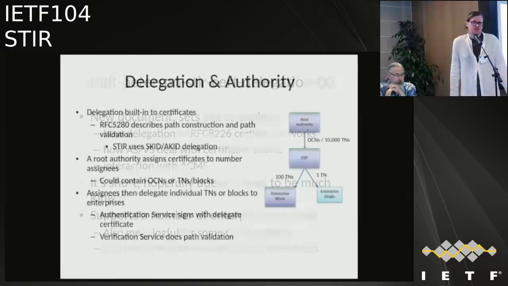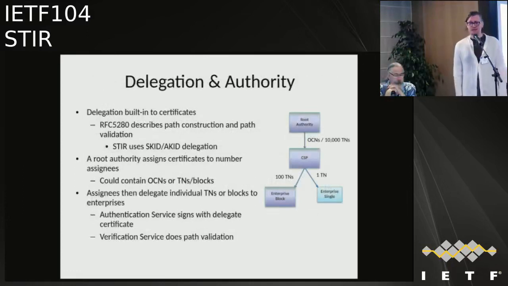This is just a picture of what that delegation would look like. RFC 5280 and innumerable other specifications in the IETF give you an idea, if you've got delegation and certificates and you're a relying party, how to do path construction and validation. The paths would look effectively like the things you see here. There's some root authority that's responsible for doling out these numbers. You can imagine the carrier in the middle layer then has two enterprise customers, to one of whom it doles out a block of 100 numbers, to another a single TN, say 1-800 United or something that they need to use and have a certificate for.